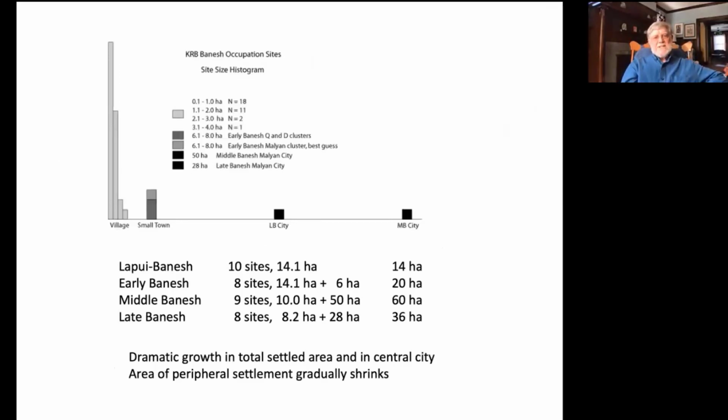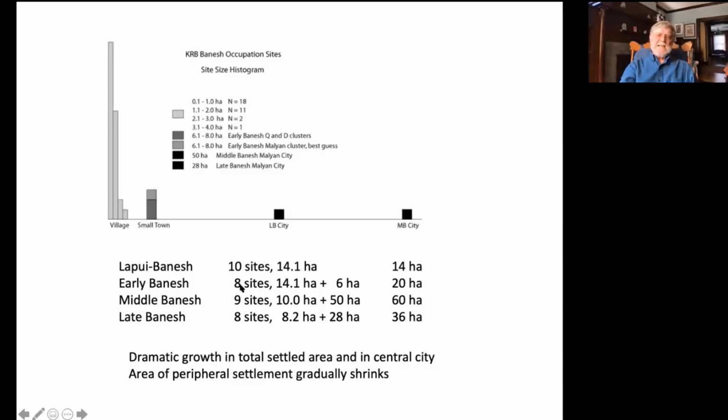And the distribution in site size, which is a very good cognate for the population of the entire region. Lapui Banesh, you've got 10 sites covering 14 hectares.